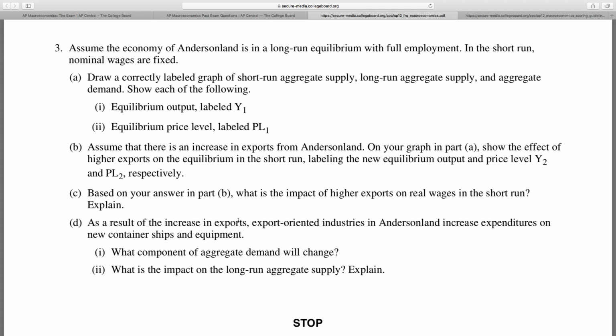And here's the thing. They're trying to trick you. They keep throwing this word export out there, like exports, export-oriented industries, right? But the component of aggregate demand that's going to change is investment spending, right? Because they're spending money on physical capital. New container ships and equipment is physical capital. So you have businesses spending money on physical capital. That is the component of aggregate demand that's going to change. It's investment spending. What is the impact on the long-run aggregate supply? There is no change to the long-run aggregate supply.